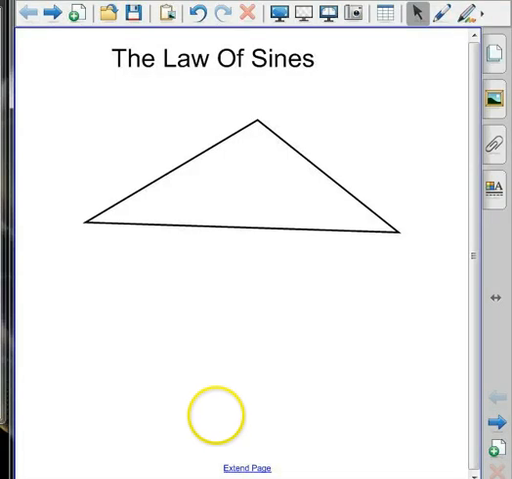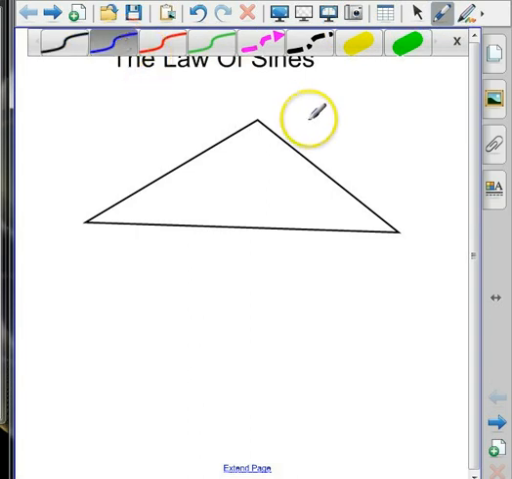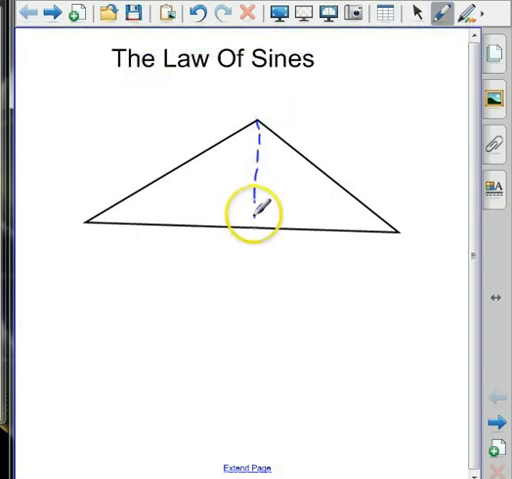Okay, law of sines. Before we actually talk about the law of sines, I'm going to show you all how to get the area of a triangle using trigonometry. So let's say that I draw the height right here. I'm going to label this triangle A, B, C.